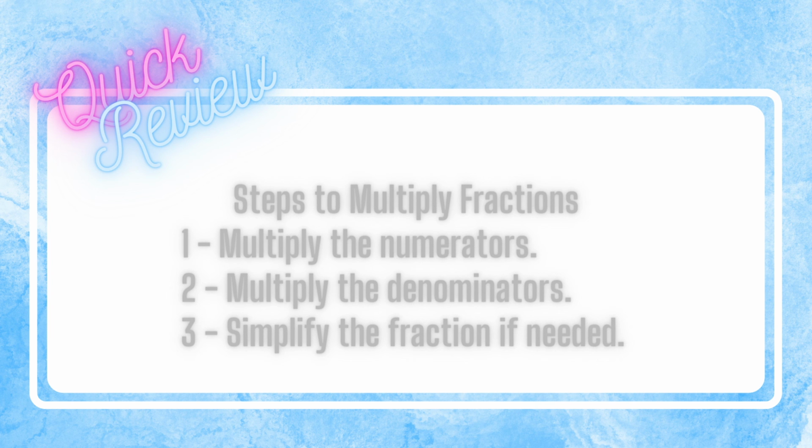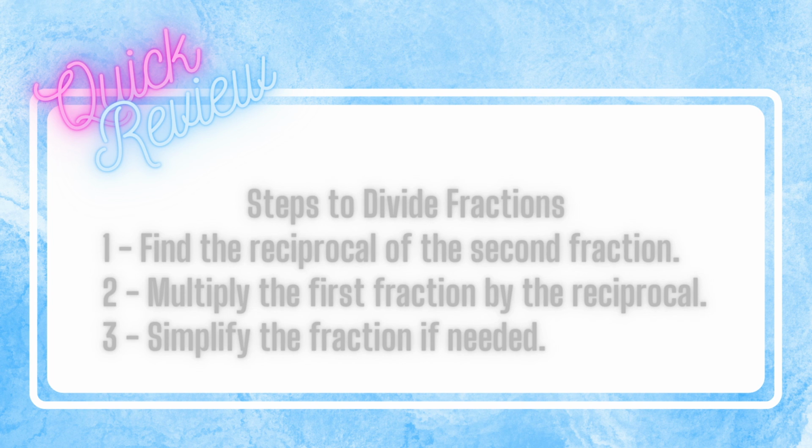Let's just quickly review the steps of multiplying and dividing fractions. So to multiply fractions, first you multiply the numerators, then multiply the denominators, and then simplify if needed. For dividing fractions, first you'll find the reciprocal of the second fraction, and then you multiply the first fraction by that reciprocal, and lastly simplify if needed.